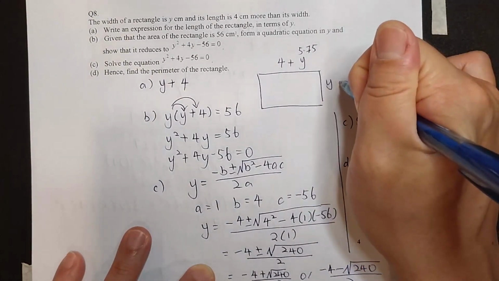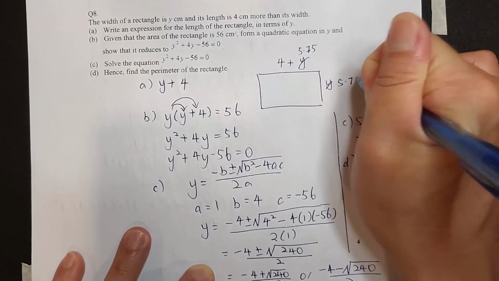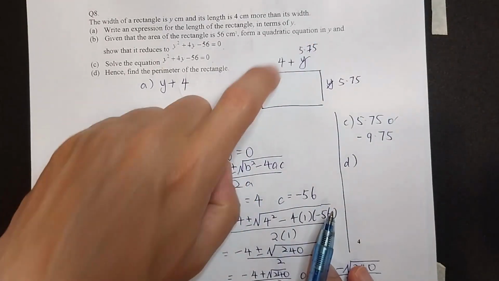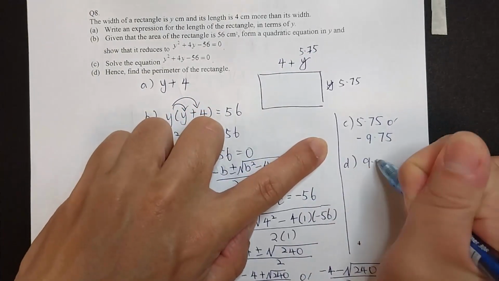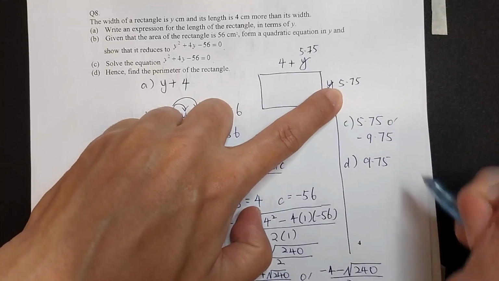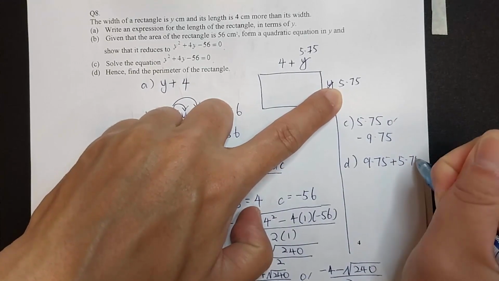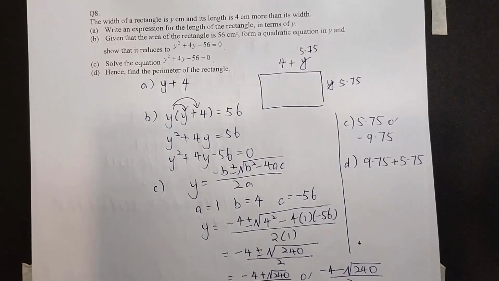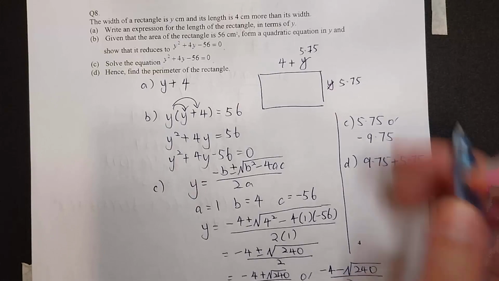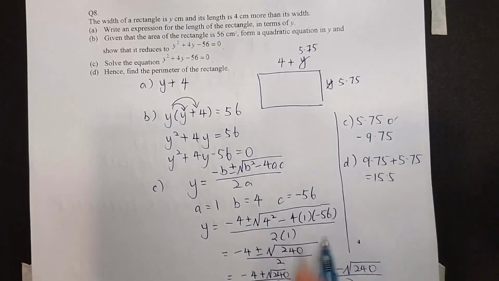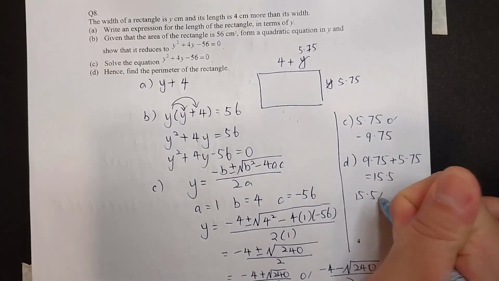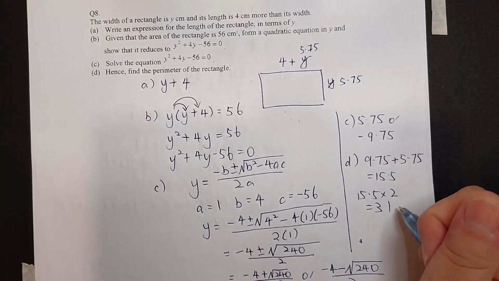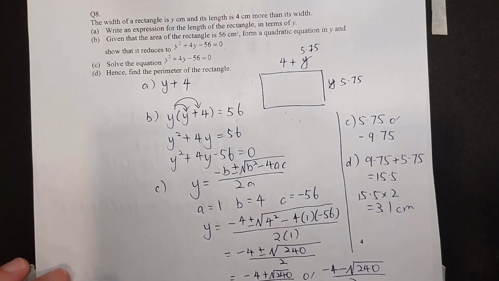Finally, to find the parameter, now y cannot be negative, so this must be 5.75. So this must also be 5.75. So we have 9.75 here. We have a 5.75. So this will give us 2 of the length, and it is 15.5. Since I need double, I will have 31. Alright, so the answer is 31 centimeter for the parameter.